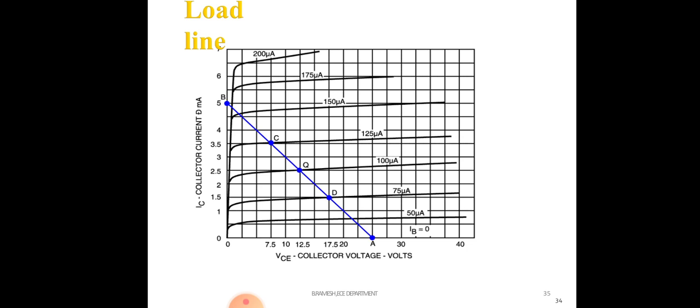Load line is nothing but the line between output current and output voltage. With respect to the load, the point changes, and that point is called the operating point. The line plotted between output current and output voltage is called a load line.